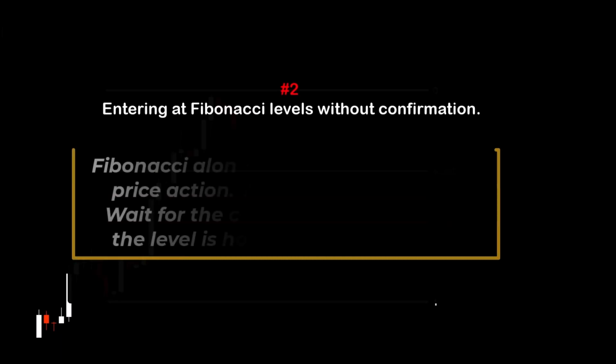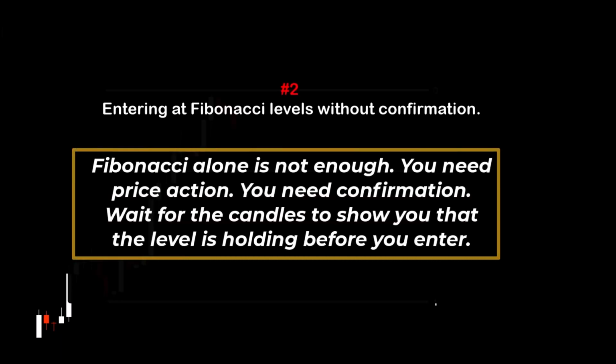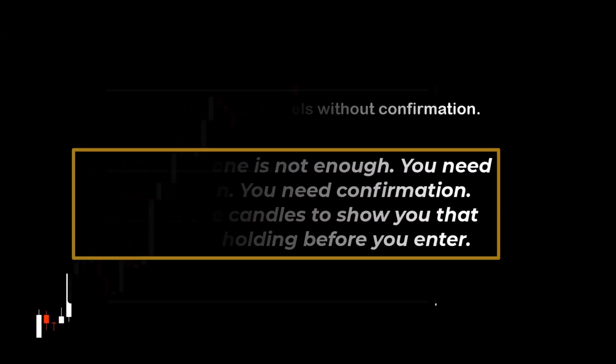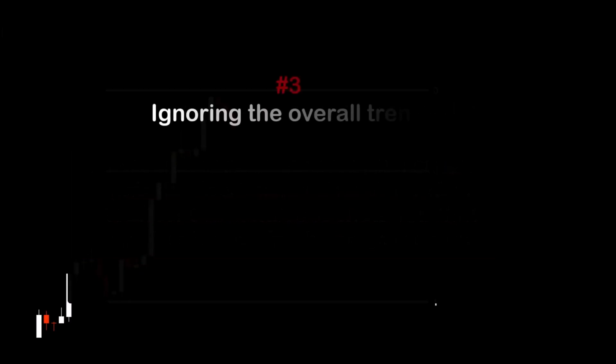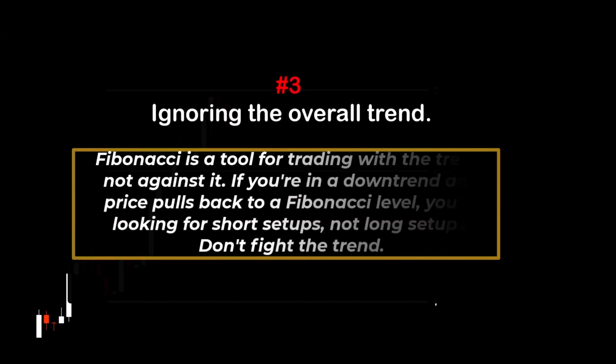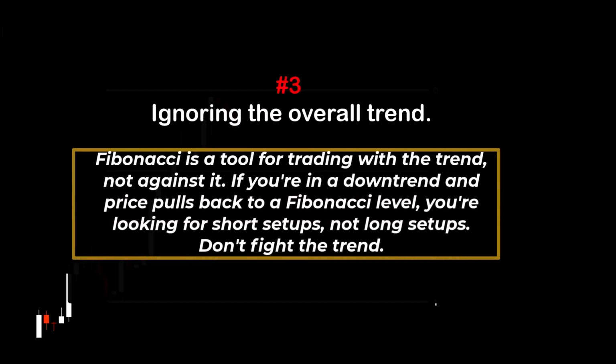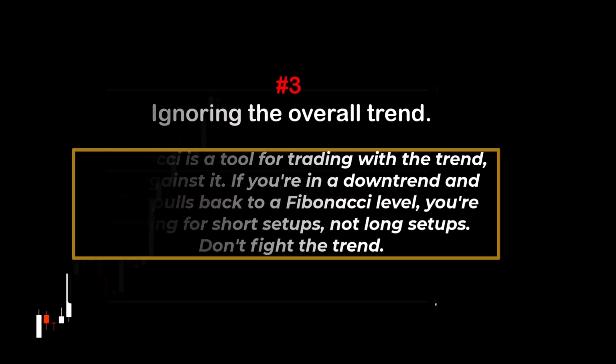Mistake number 2, entering trades at Fibonacci levels without confirmation. Fibonacci alone is not enough. You need price action. You need confirmation. Wait for the candles to show you that the level is holding before you enter. Mistake number 3, ignoring the overall trend. Fibonacci is a tool for trading with the trend, not against it. If you're in a downtrend and price pulls back to a Fibonacci level, you're looking for short setups, not long setups. Don't fight the trend.